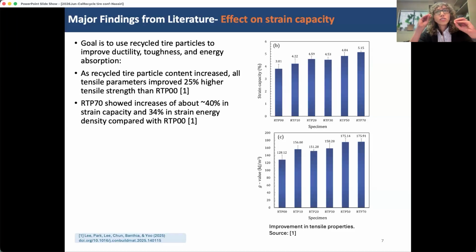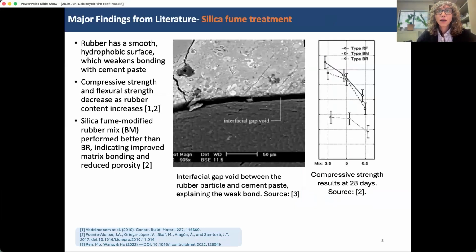So I strategically looked for some indicators from the literature, and looking at their graph underneath, this is looking at their strain capacity, and with maximum dosage of rubber particles, they were able to achieve about 35% improvement in strain capacity. So there are some indications in the literature that we should be getting that kind of behavior.